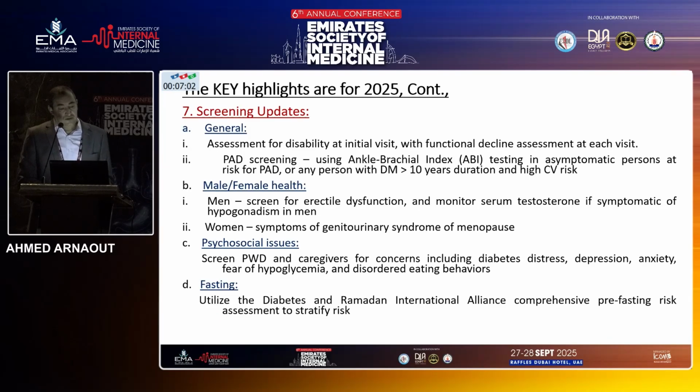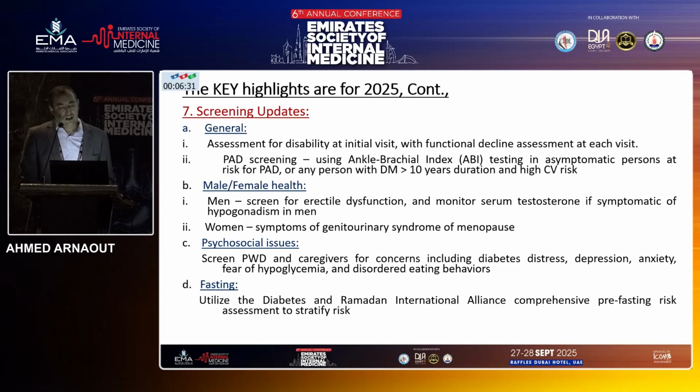The screening update: we are still emphasizing, at the first visit, screening our patients for disability in persons with diabetes. We can check for peripheral artery disease, and this can be easily done in the assessment room by our trained nurse using the ankle brachial index. This should be deployed for all our persons with diabetes, especially at the initial visit. And later on, we can repeat it on a regular basis once we suspect such disability.